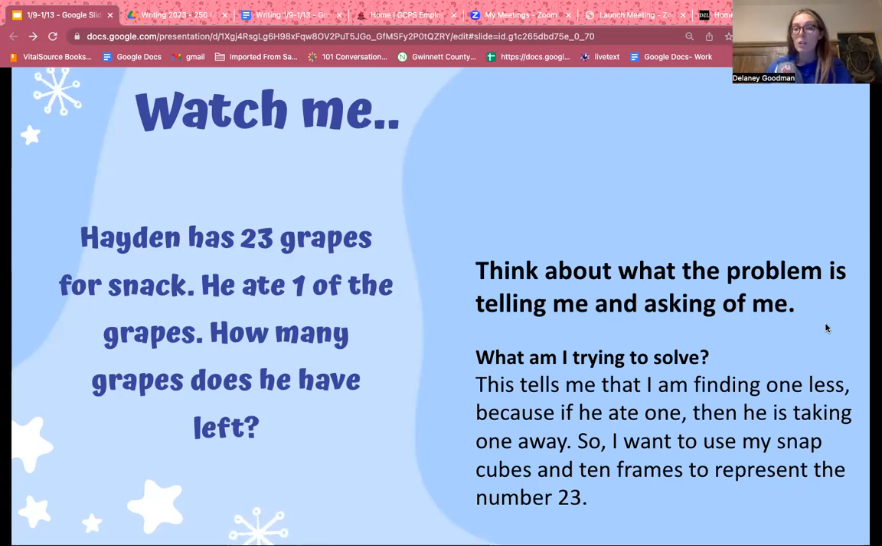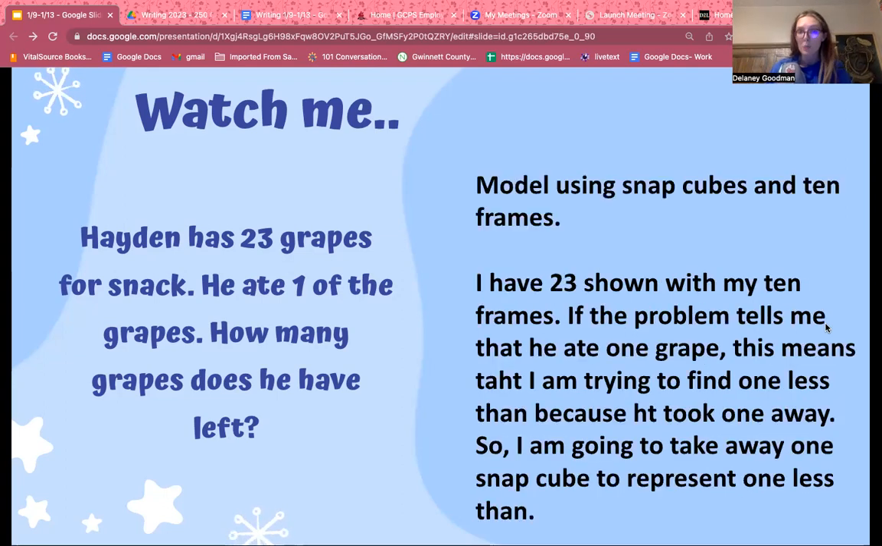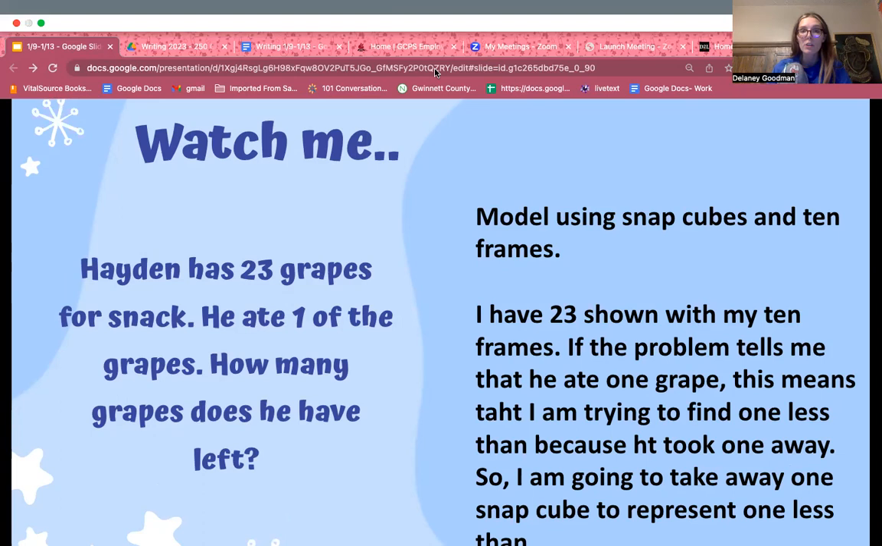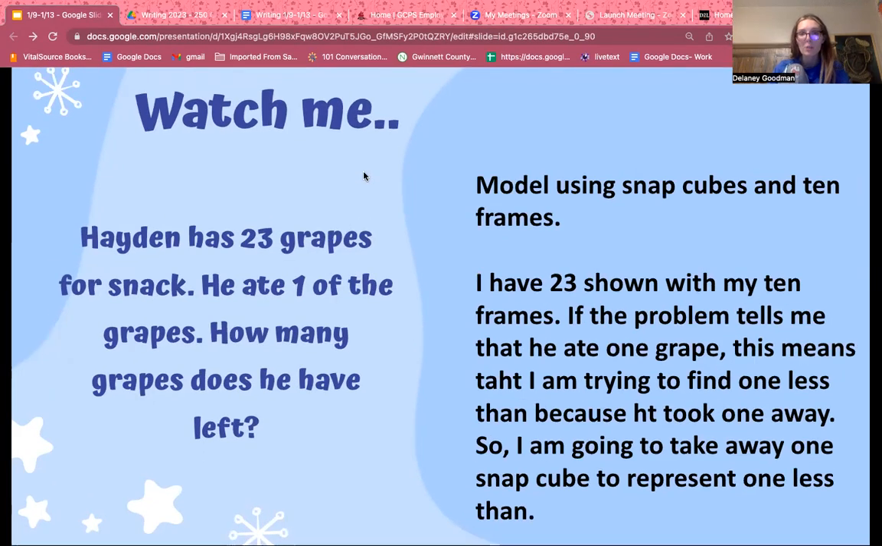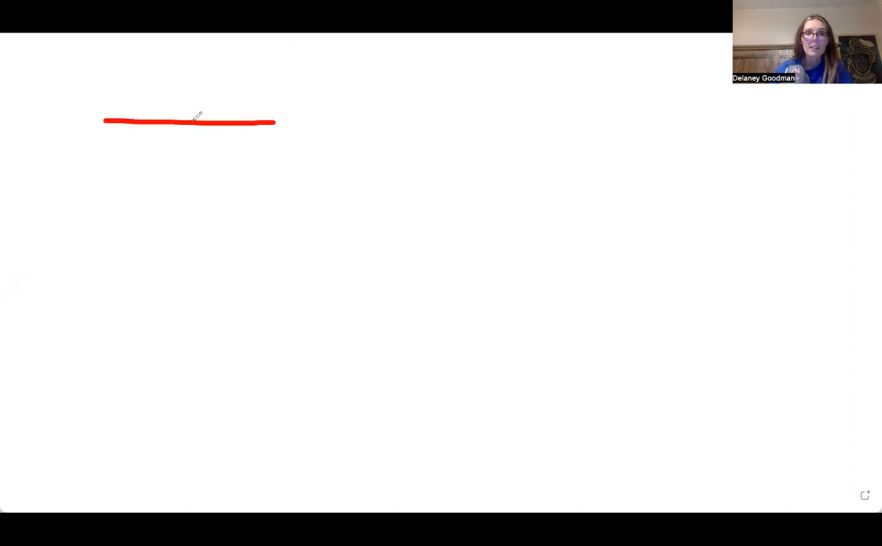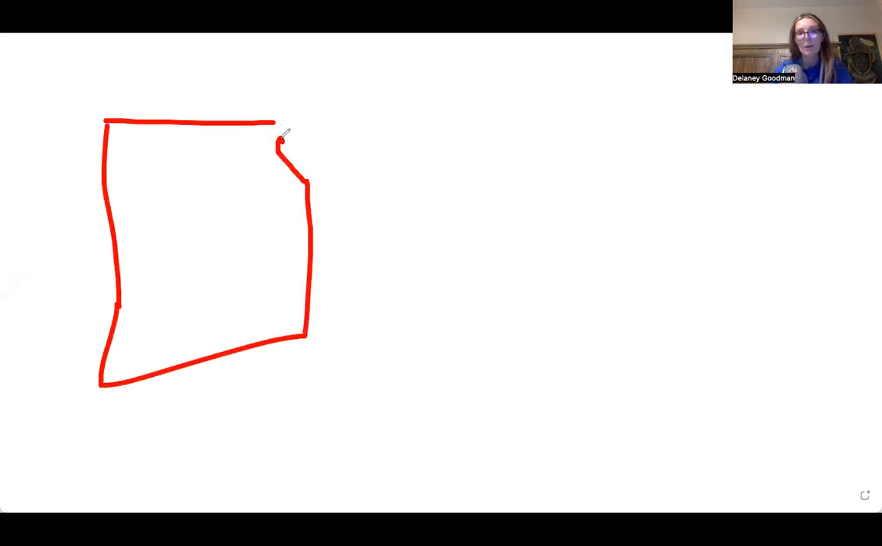So I want to use my snap cubes and 10 frames to represent the number 23. Okay. So I'm going to share a different screen with you so that you can see what I'm doing. Since I don't have my 10 frames with me, I am going to draw a 10 frame, okay? And it's going to be really ugly because it's kind of hard to draw on the computer, but bear with me, okay?